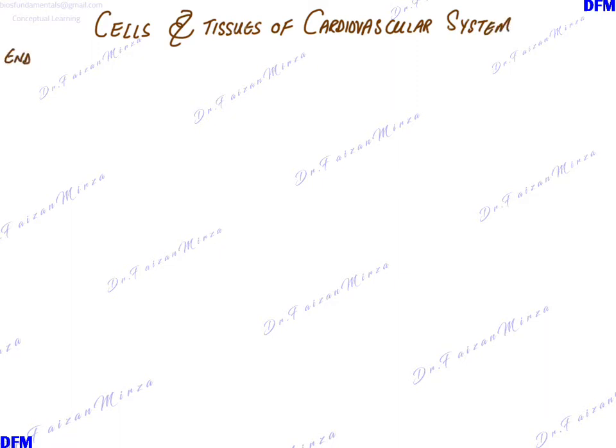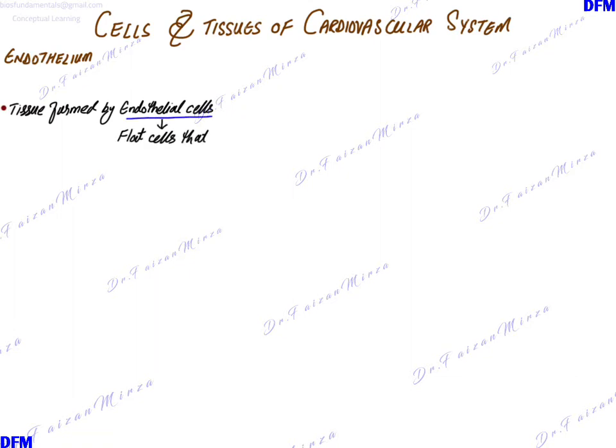So starting off with the first tissue and the cells that make up that tissue, we have endothelium. What is endothelium? Endothelium is basically the tissue formed by endothelial cells. Now, what are endothelial cells? Endothelial cells are flat cells, and these flat cells can fit into each other like the pieces of a jigsaw puzzle.